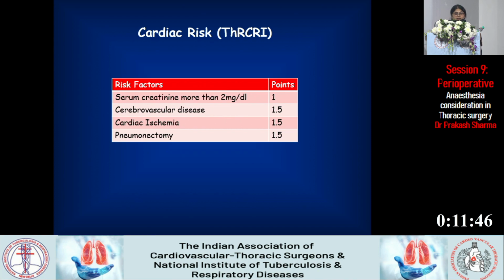Starting with the cardiac risk, which is the thoracic revised cardiac risk index given by Brunelli et al. in 2015, where 4 risk factors are considered very important, and where pneumonectomy is given equal points compared to cerebrovascular disease and cardiac ischemia. Serum creatinine also has a very important role to play.